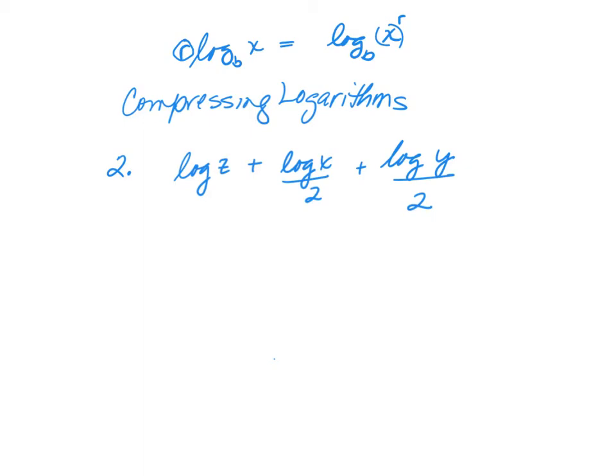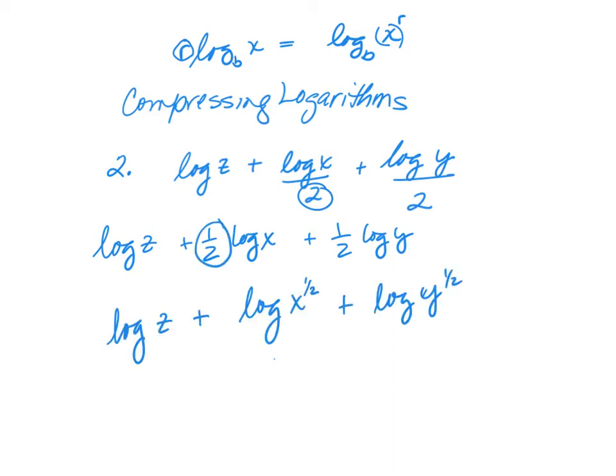The log of z doesn't have anybody hidden. But this 2 down here is the same as 1/2 log of x plus 1/2 log of y. So pull out that number into a fraction and you might be able to see it better. So we've got log of z, that 1/2 turns into an exponent, so it's log of x to the 1/2 plus log of y to the 1/2, because the number in the front turns into the exponent.